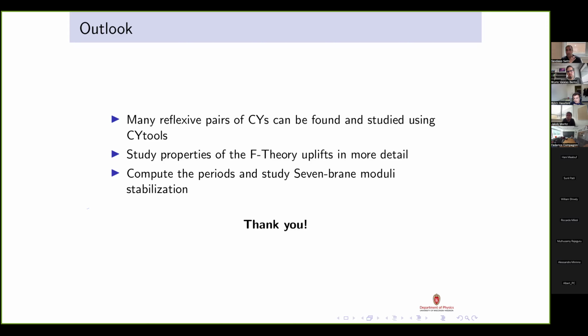Any other questions for Björn? Maybe I can ask you something quick. When you say study properties of the F theory uplift in more detail, are some properties more obviously related to what you're doing? Are some specific things about the F theory uplift much clearer with this kind of formalism, or is it more generic, that you are just able to study more cases?